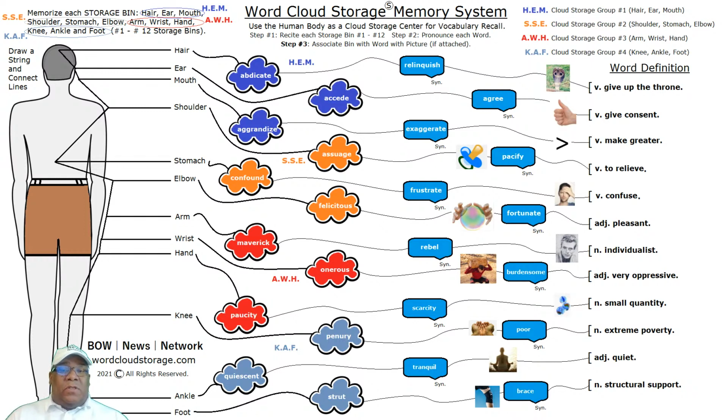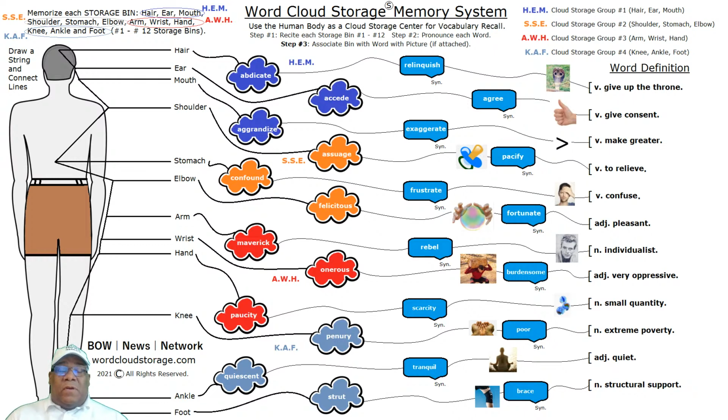So these are all associations that you can actually make. Aggrandize, grand, exaggerate with the greater symbol. Quiescence, tranquil, quiet. So there are a lot of different ways of associating the 1 to 12 storage bins assigned on the human body in our word cloud storage system to the actual word, and it will help you to make a map where you'll follow the string from the storage bin through the cloud to the synonym, to the picture word association and directly to the word definition, and your brain will just use different associations for you to go right back to that word.